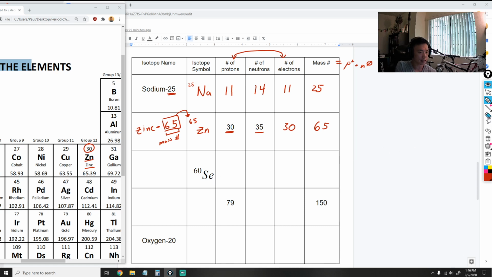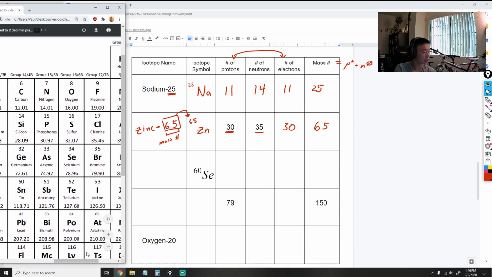So we have 60, and then we have Se. So what we're going to do is look for Se on the periodic table. So we're going to go to the right, and then you should find Se. Okay, it looks like it has the number 34 on the top, which means it has 34 protons. And we said that it's neutral, so the number of protons and electrons are going to be equal.